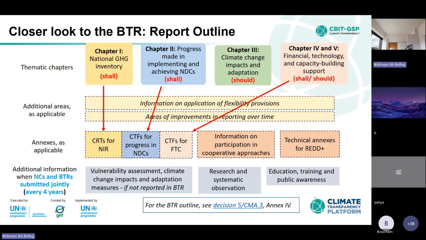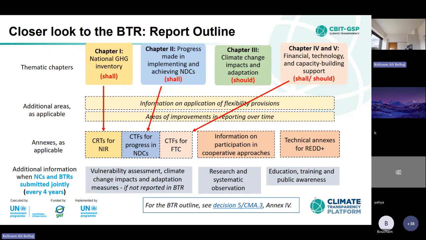This is a close look at the BTR structure as defined in Decision 5 SEMA 3. So the BTR consists of 4 main chapters. We have the first chapter, GHG inventory, and the NDC progress. Both of them are shall, which means mandatory for all parties. We have also the only additional or voluntary chapter, which is the chapter on climate change impacts and adaptation.